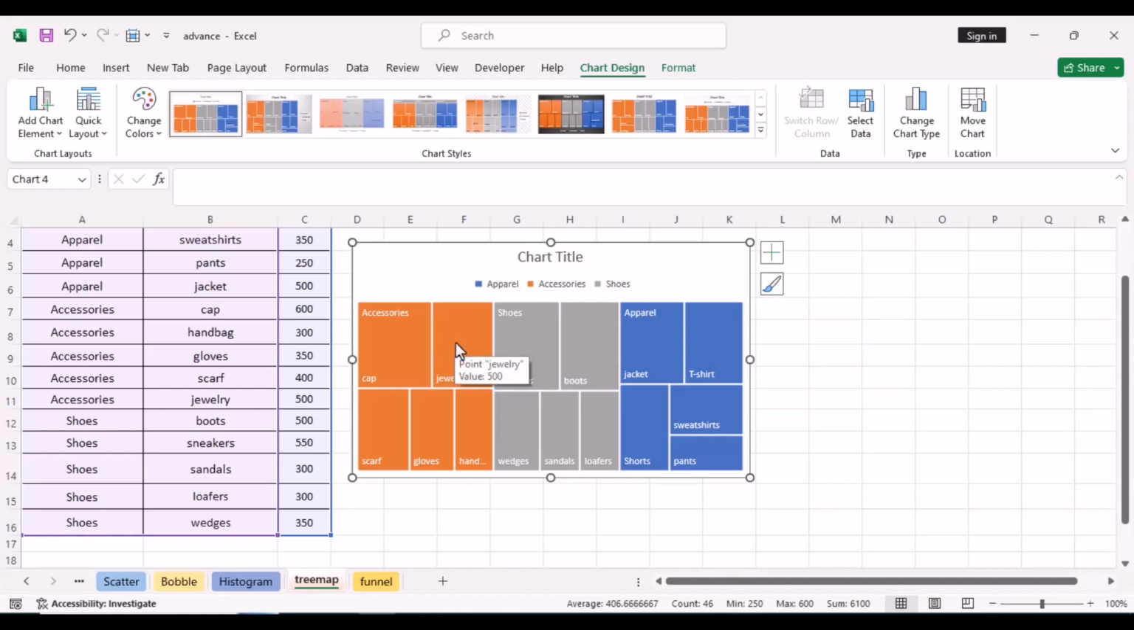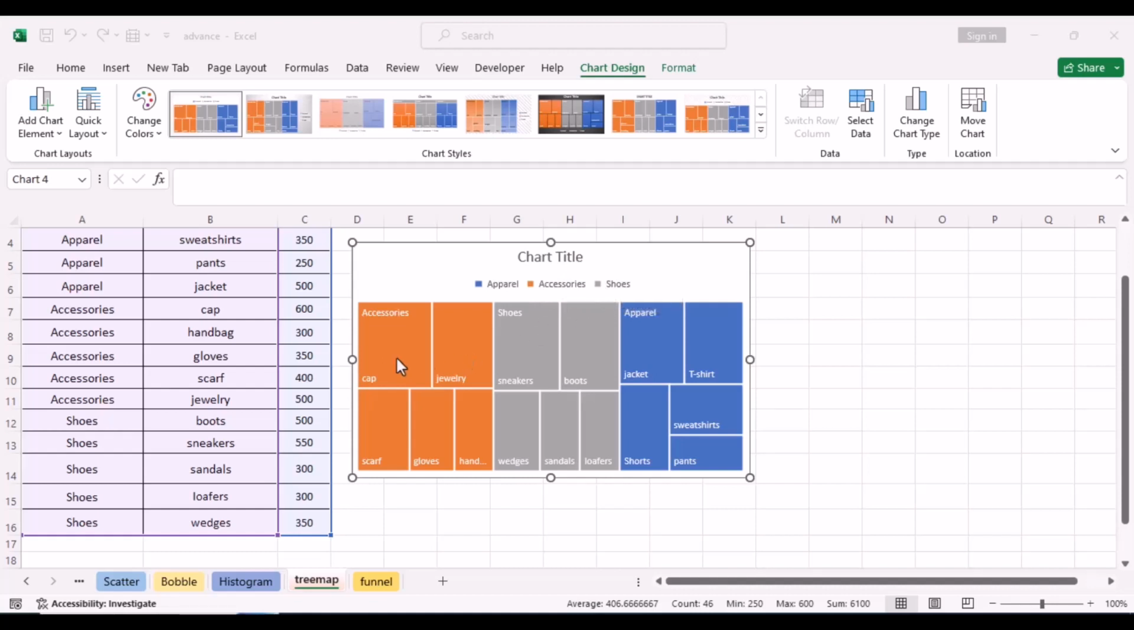Well, in this diagram, 3 categories of clothing with 3 different colors are displayed. And each type of clothing has a large or small square according to the amount of sales.